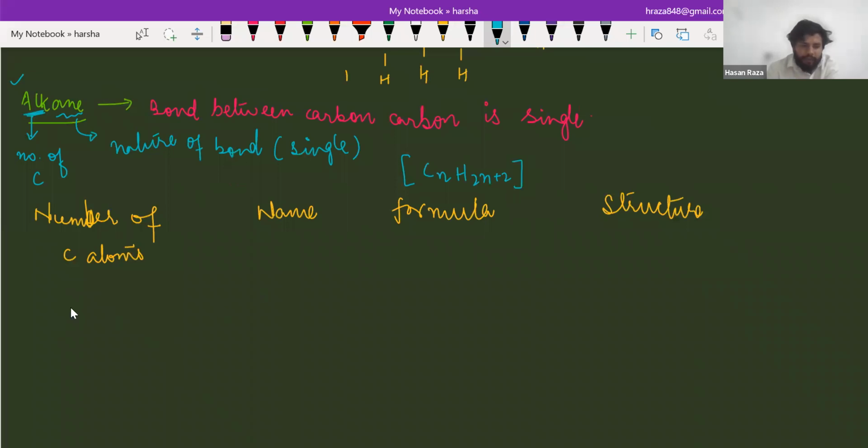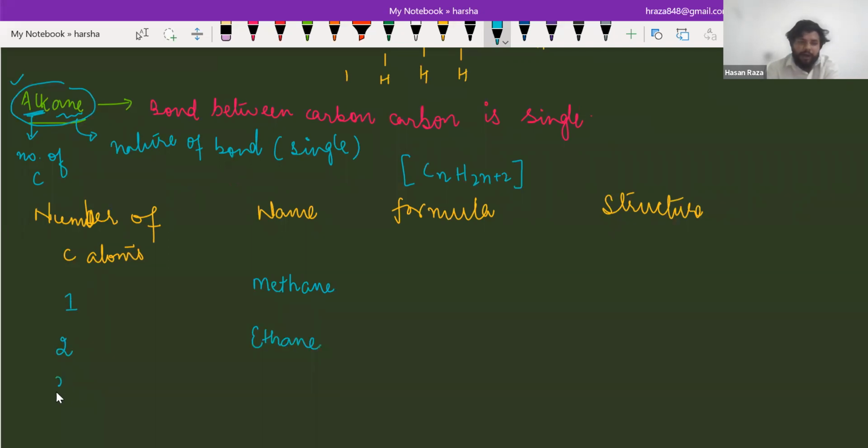So if we have a saturated hydrocarbon in which carbon is 1, then it means meth. And since we are only talking about alkane, that means single bond. So the name will be methane. If the number of carbon is 2, that means eth, and since it is singly bonded, that means ethane.